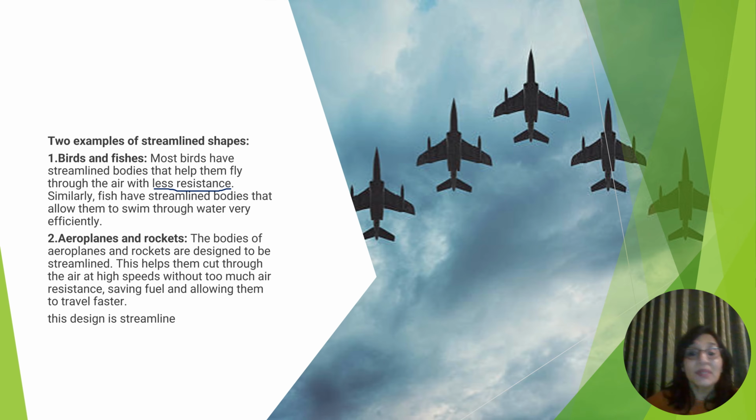Similarly, fish have what type of bodies? Streamlined bodies that allow them to swim through water very efficiently. Then we have aeroplanes and rockets, as we were talking about. How are their bodies designed? Once again, please remember, it is streamlined shape. This helps them cut through the air at high speeds without too much air resistance, saving fuel and allowing them to travel faster. This design is called streamline.